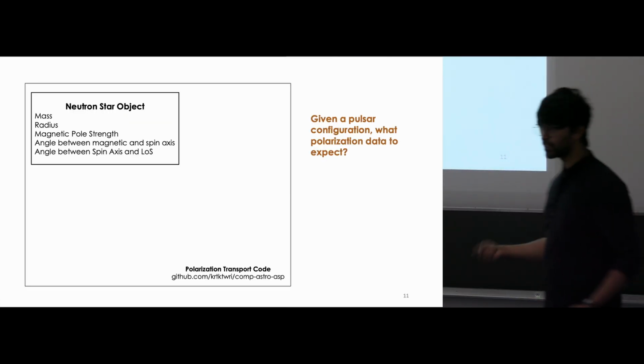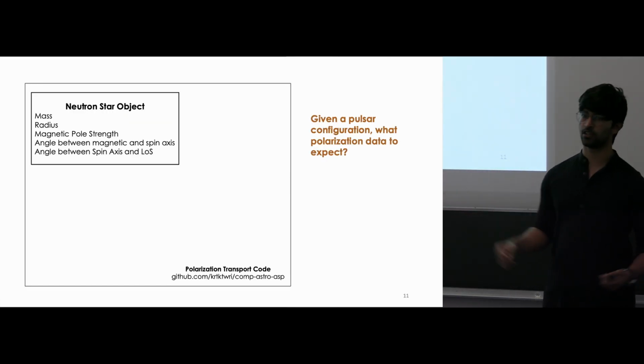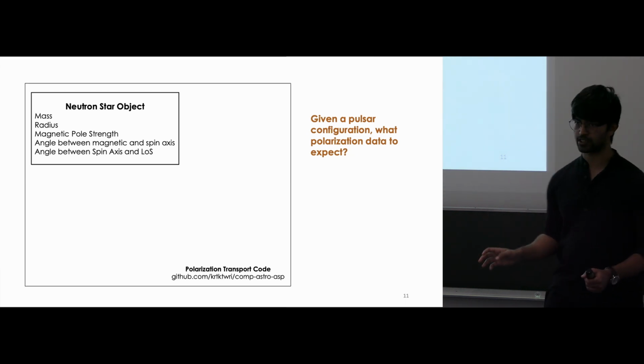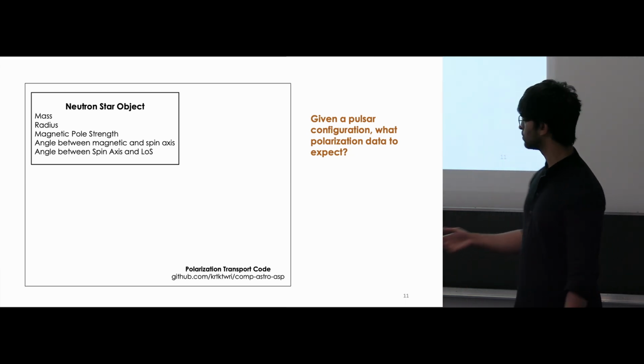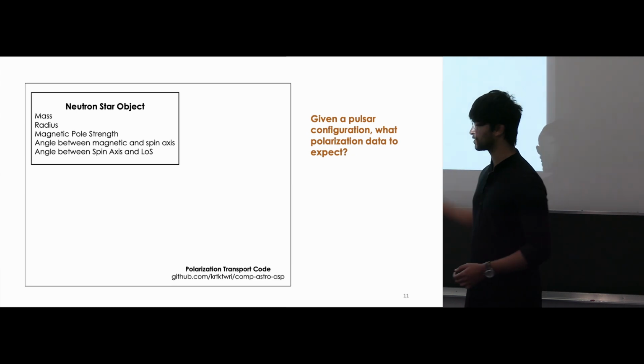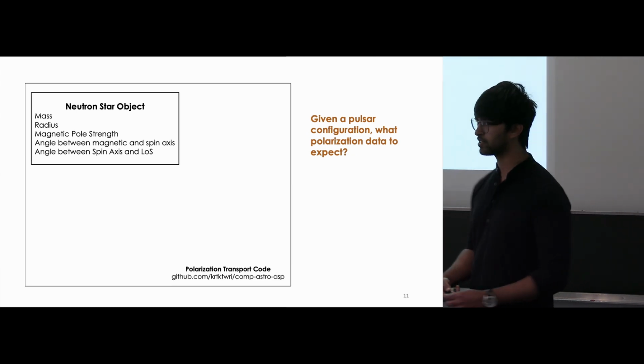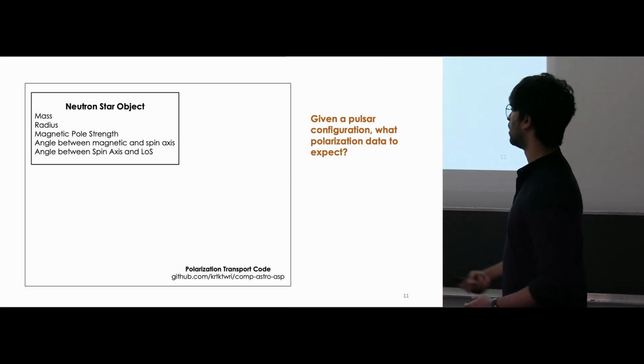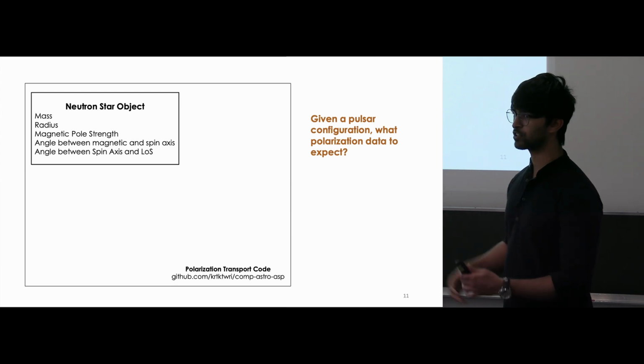So now if we return back to the original question, that given a neutron star pulsar configuration, what polarization do we expect? My answer to this came in the form of this polarization transport code that I've developed as a part of my thesis. And I'll just briefly go over how the code is structured.